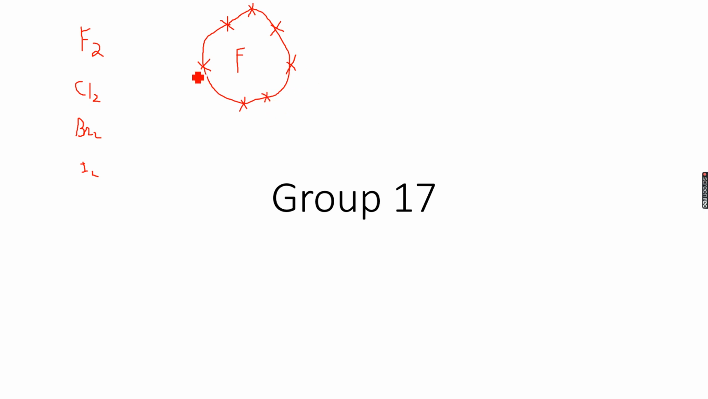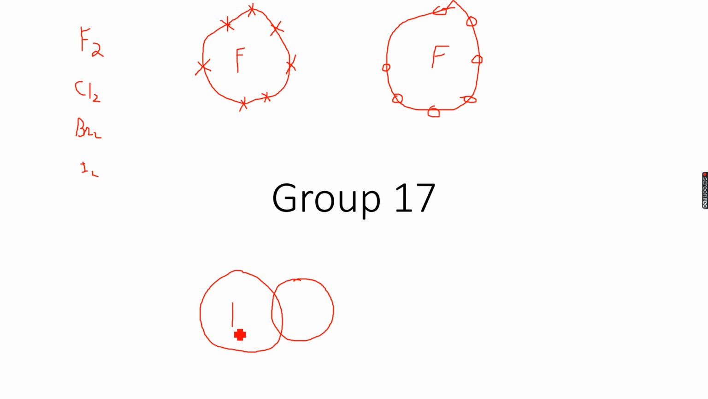And you know that this fluorine atom needs one more electron to complete its octet to gain a stable electronic configuration. Now, if we take another fluorine atom, then we know that even that has 7 electrons, right? So both these fluorine atoms need 1 electron each to complete their octet. So they will covalently bond together, sharing 1 pair of electrons.